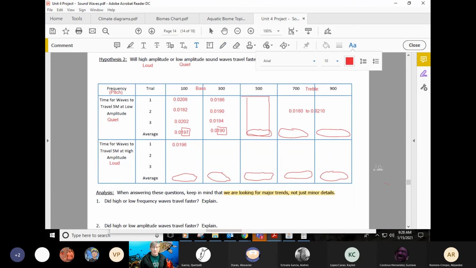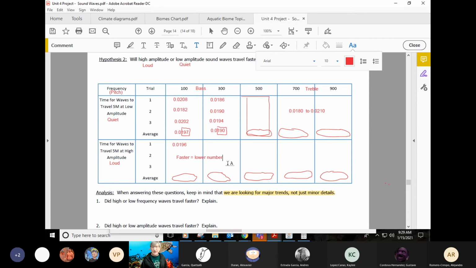So, part 1 of the analysis. Did high or low frequency waves travel faster? And please explain your answer. Again, we're looking for major trends, not just minor details. Did you actually see that the speeds got faster and faster or slower and slower? And remember, I'll write it down up here. Faster equals a lower number, because it took less time to get there. Faster would be a lower number.